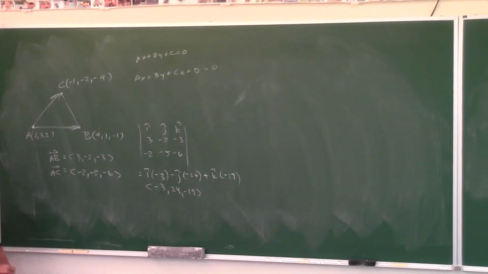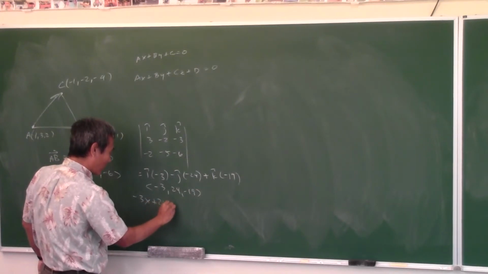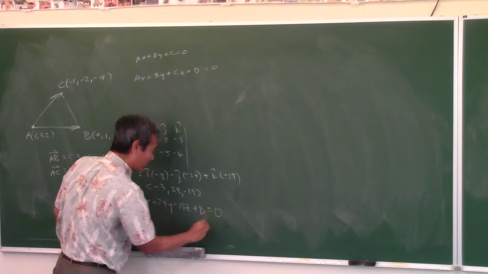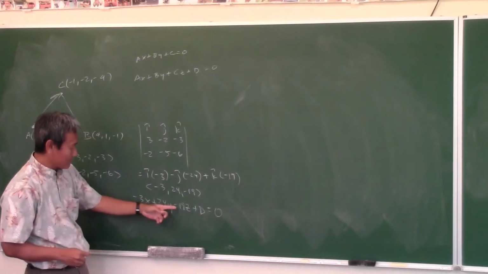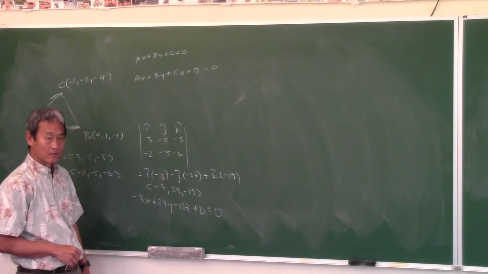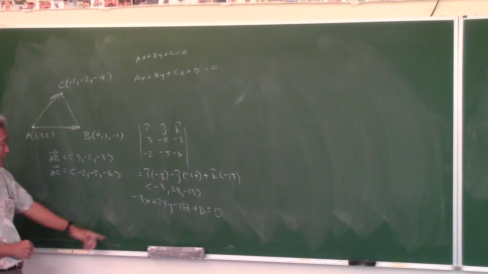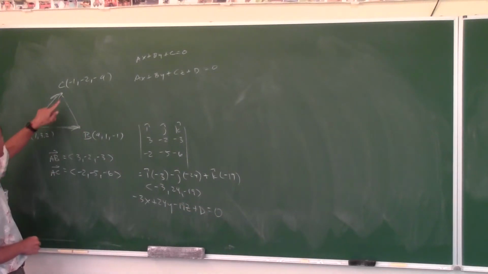So therefore, the equation of the plane is going to be negative 3x plus 24y minus 19z plus d equals 0. The components of this perpendicular vector are simply the x, y, and z coefficients. You guys know what I'm talking about? And then how do I figure out what this d is? Plug in any one of these 3 points.